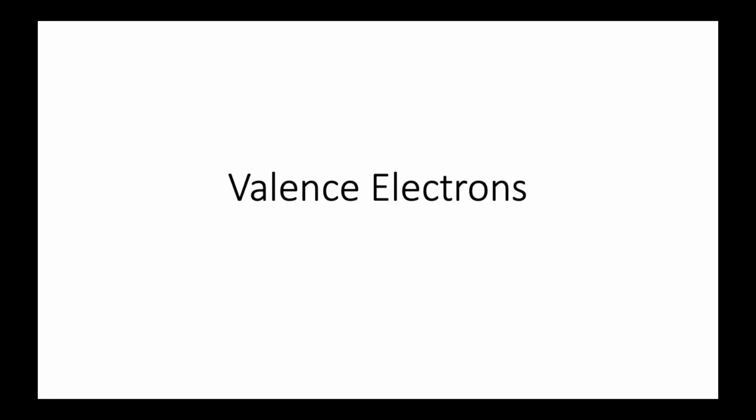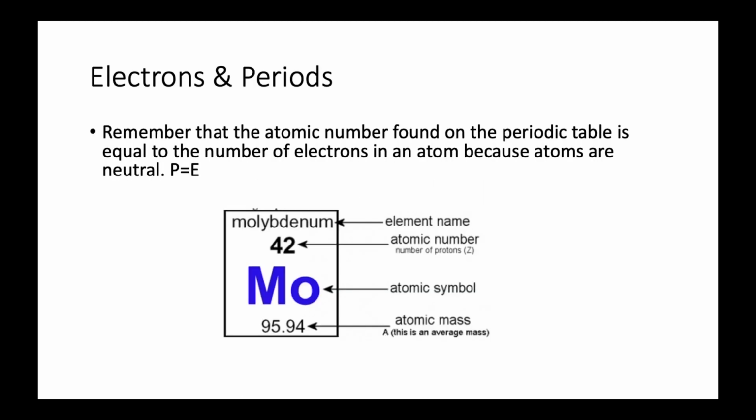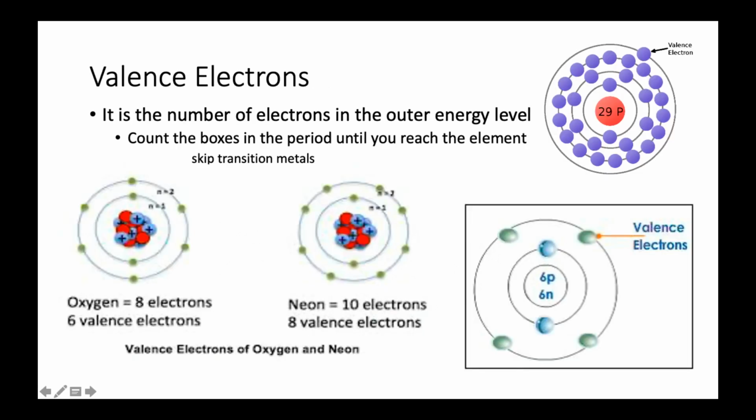So we're going to go ahead and take a look at valence electrons and then Lewis dot diagrams. So remember our electrons and periods. Remember the atomic number is found on the small number right here. Because atoms are neutral, the number of protons and electrons are equal. So this number right here, 42, will also tell us the number of electrons.